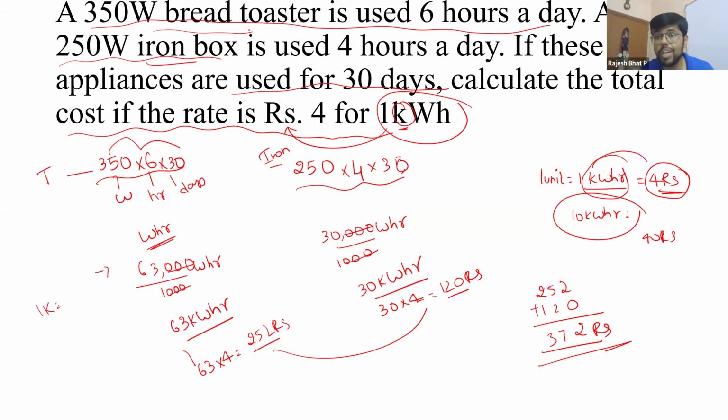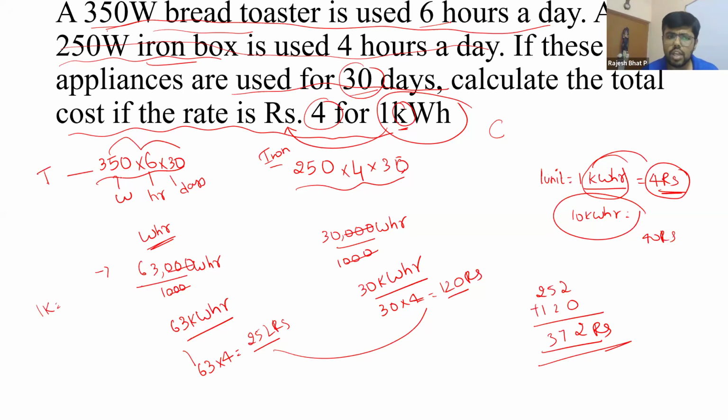Imagine there are so many appliances running in your home. Such problems are very simple. Just multiply all the details. If you see the last problem in your textbook, only one appliance is given, an electrical refrigerator. If they give only one, what will you do? Just multiply everything and divide by 1000, and you will get your answer. Multiply 4, multiply 30, multiply 350 into the hours, and divide by 1000.